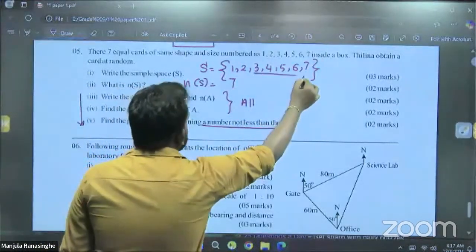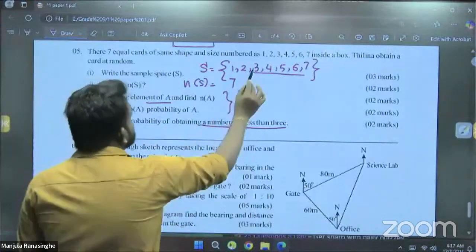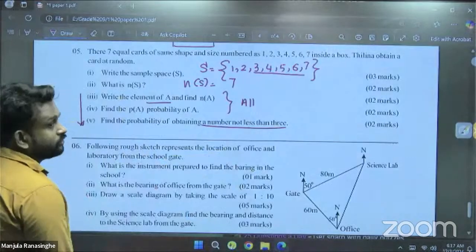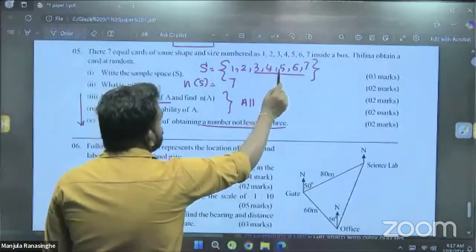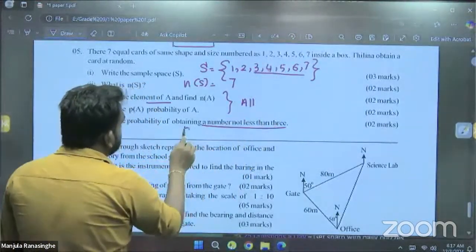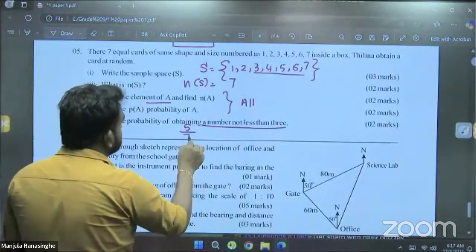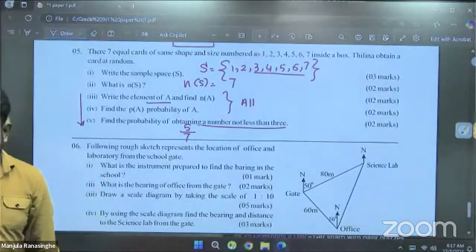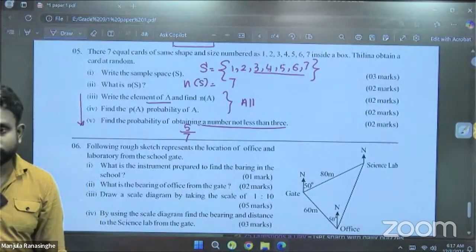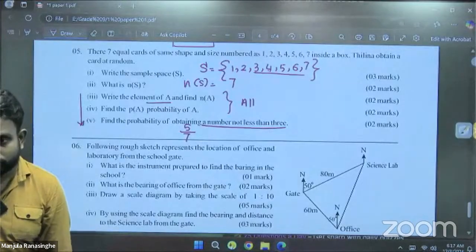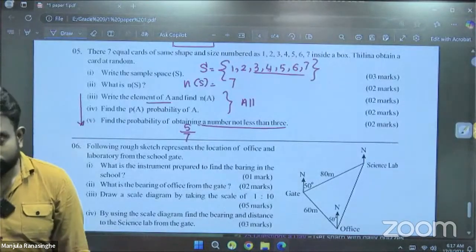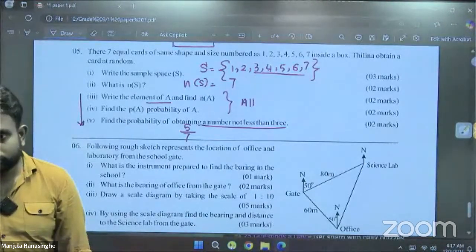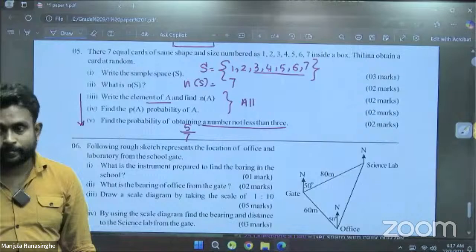these, right? Not less than 3 means taking a number like 3, 4, 5, 6, 7. So how many occasions are there? How many ones? 1, 2, 3, 4, 5. Upon how many total? There are 7. What is the probability here? 5 upon 7.